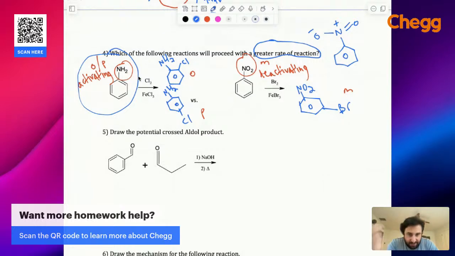The one with the activating group, the one with the electron donating group, is the activating group. It stabilizes the intermediate and makes the reaction go faster. Okay, what did I miss?